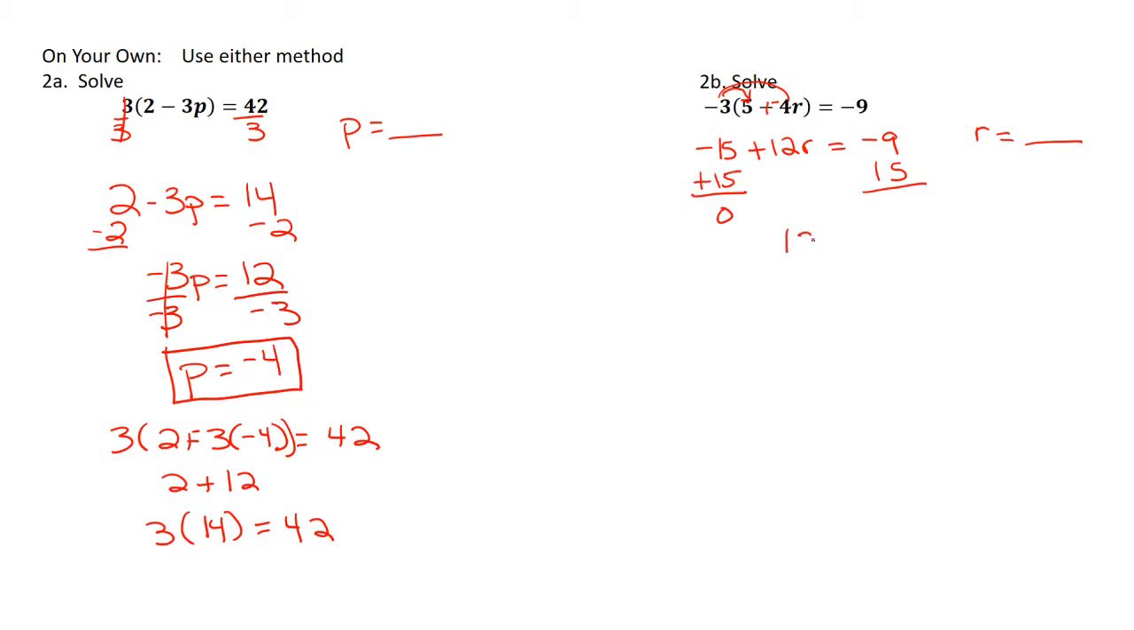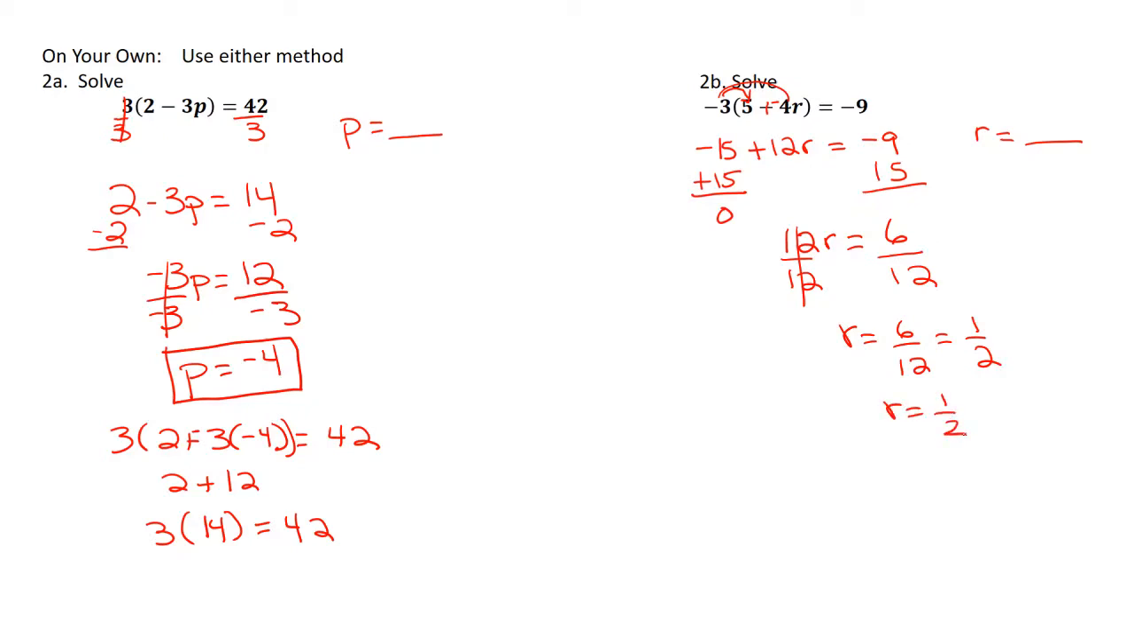So now I have 12r is equal to 6. Now my r is still not by itself, it's multiplied by 12. So to get rid of that 12, we're going to divide by 12. That's going to make that 1. If I divide on the left, I have to divide on the right. So r equals 6 over 12, which can be reduced to 1/2. So r equals 1/2.